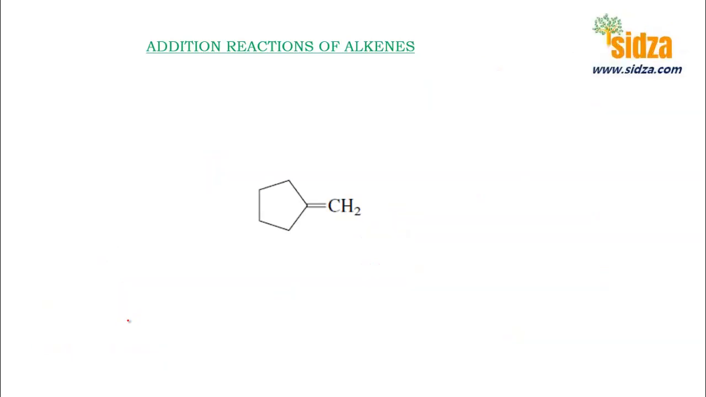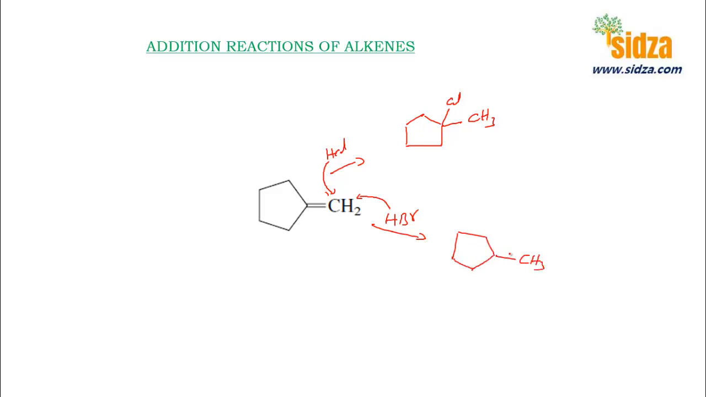So let's take an example here. In this case, if you add HCl, what will be the product? Again, it's a Markovnikov addition, correct? The hydrogen will be here and the chlorine will be here. So the product will be like this. It will be the CH3 now, and the chlorine is here. And if you add HBr here, what will be the product? Again, the Markovnikov rule, correct? Hydrogen will be on this carbon, bromine will go here. So you get a product like this. Now this is the CH3 and the Br here.